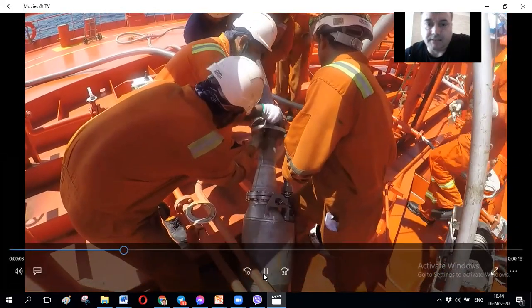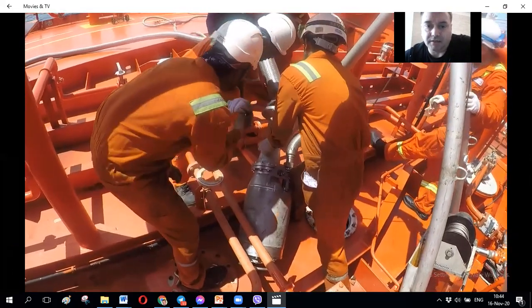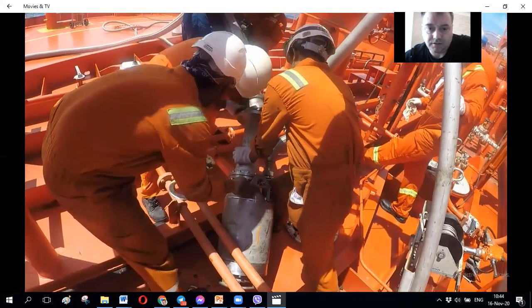Now they are connecting the discharge line, where to discharge it.